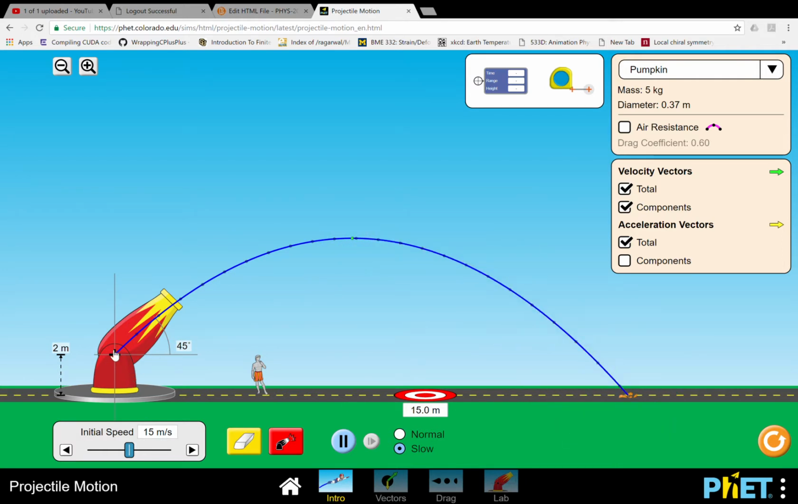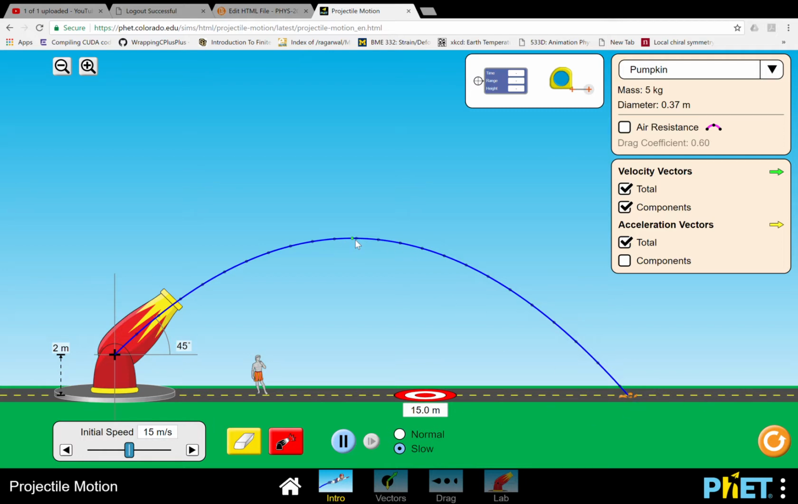So the key concept to remember is that there's two motions. There's a motion in the x-axis and a motion in the y-axis. The motion in the x-axis has constant velocity. There's no acceleration in the x-axis. The motion in the y-axis has acceleration. It's gravity. It's a free fall motion in the y-axis. And so the path of the object is going to be a parabolic path. The distance where it lands is called the range.